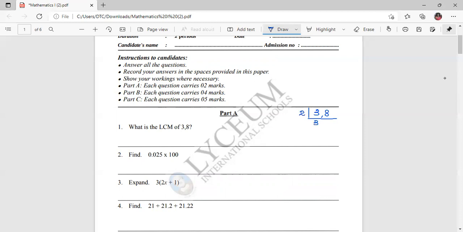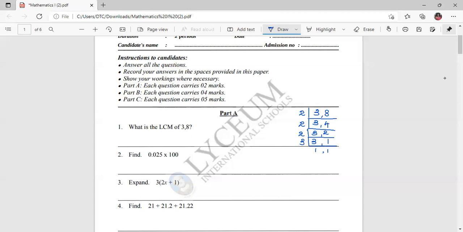Then 3 is not divisible, so I keep it as it is. And 8 becomes 4. Again, I get a number. Then here 4 is divisible by 2, children. Therefore, I again take 2. Then again, I keep 3 as it is. Then 2 again gives 2, so it becomes 3 and 1. Now I can move to the next prime number we have, that is 3, then 1 and 1.